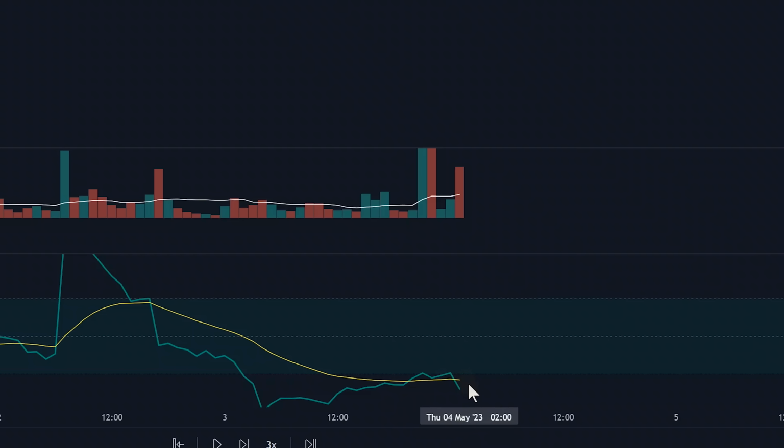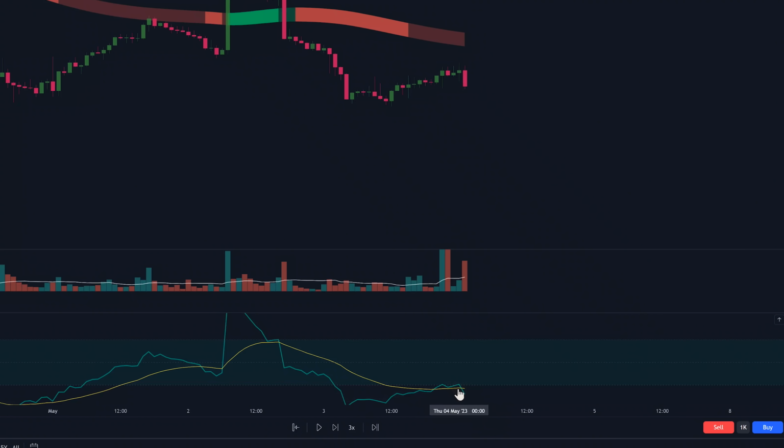When this green line is above this yellow moving average, that indicates a market correction or a retracement, which comes to an end as soon as the green line crosses below the yellow moving average. So this crossover basically indicates a higher probability of a bearish trend continuation.